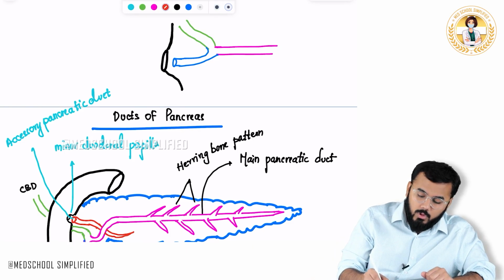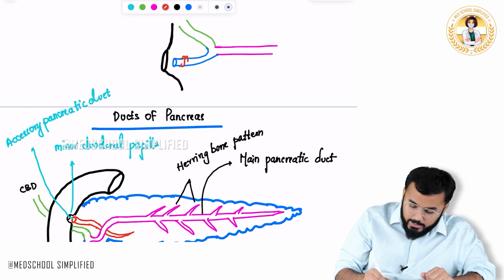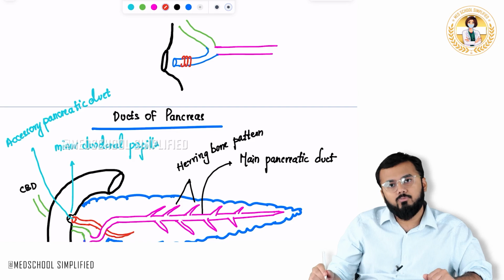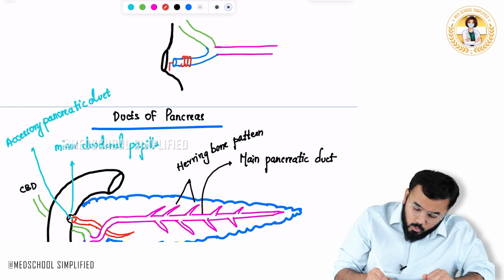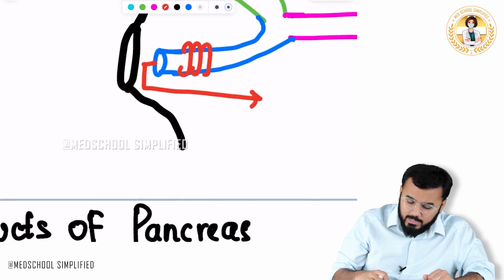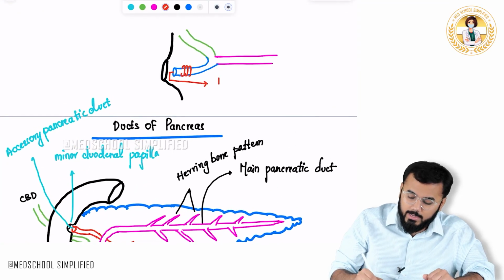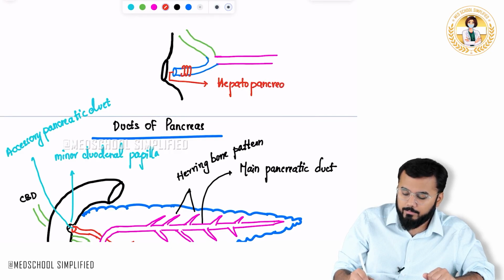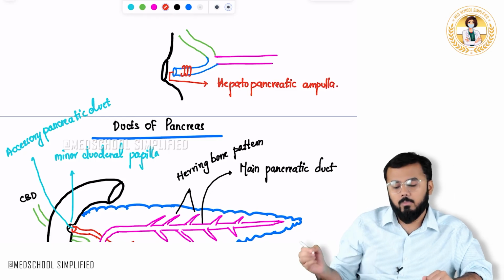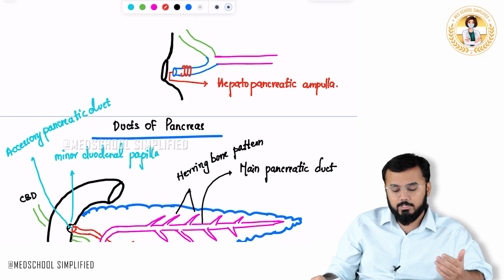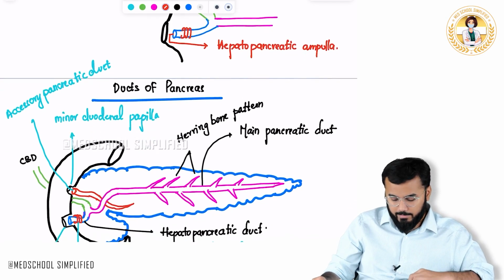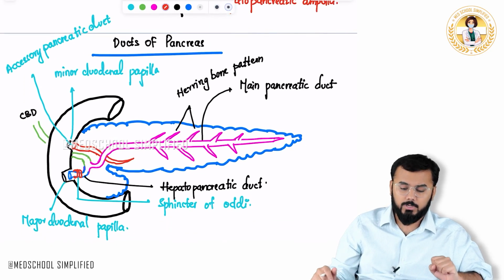Now what I was telling you is that surrounding this hepatopancreatic duct there is a sphincter. This sphincter is called the sphincter of Oddi. And you see this opening of the hepatopancreatic duct here exactly? This opening you call the hepatopancreatic ampulla. And the hepatopancreatic ampulla drains into your superior duodenal papilla. This is the important thing which you need to know.